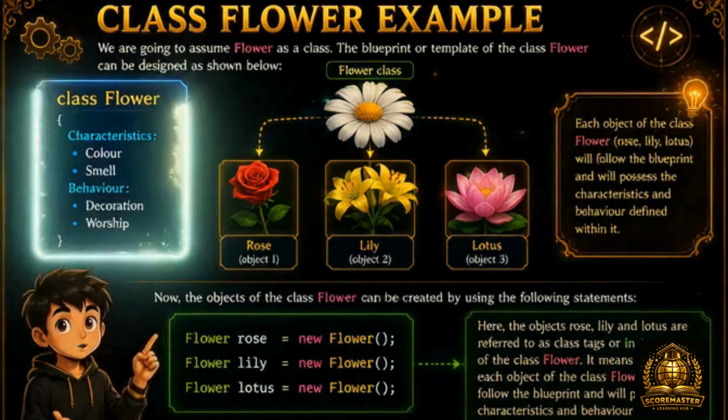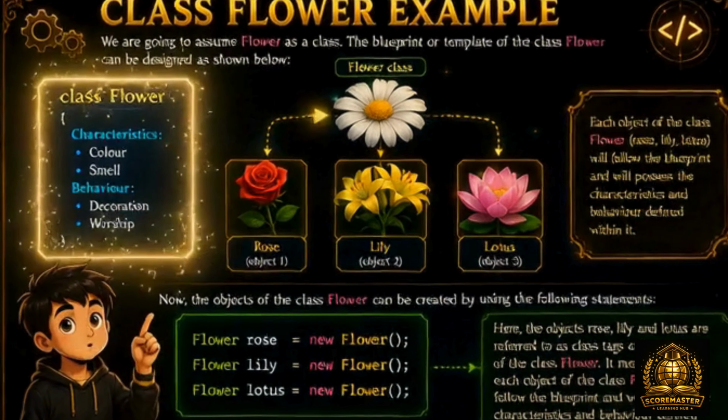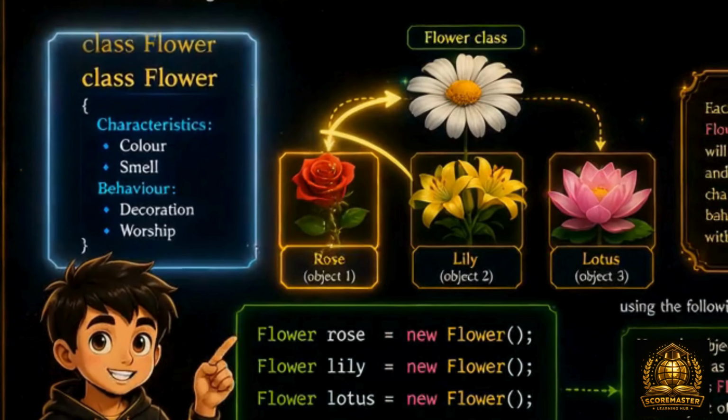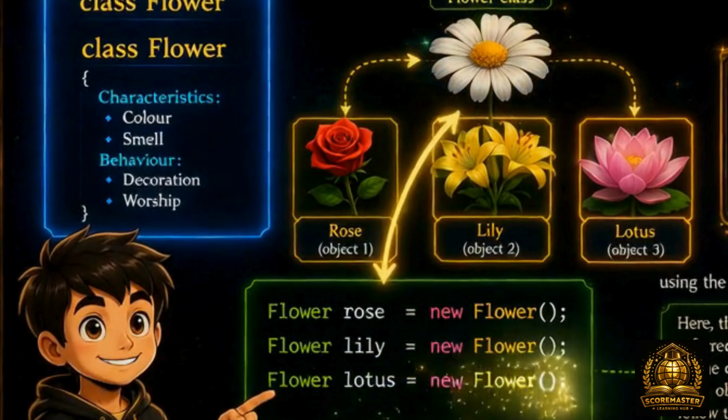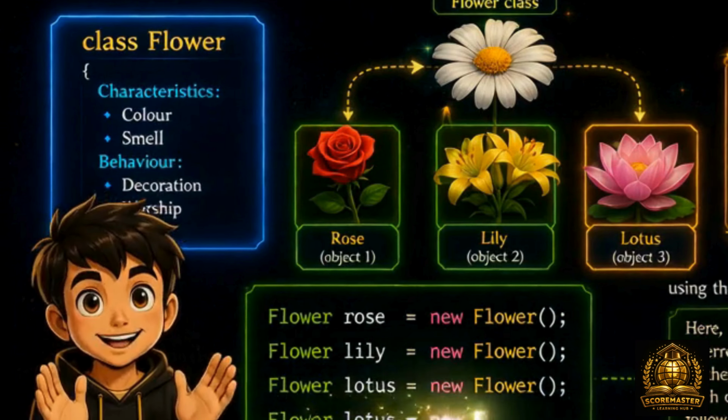We are going to assume flower as a class. The blueprint of the class flower is designed as shown. Objects of the class flower are created using these statements. These objects are instances of the class flower.